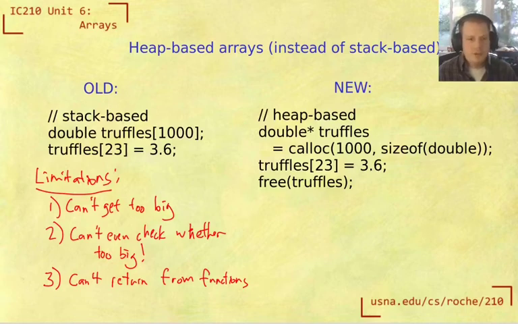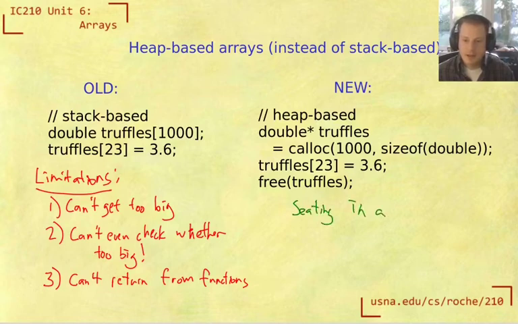And what I want you to do for thinking about heap-based arrays is think of this like a store to get arrays, or like a seating. Let's think of it that way. So like seating in a theater. Okay, so we have a theater. It's the theater of RAM.